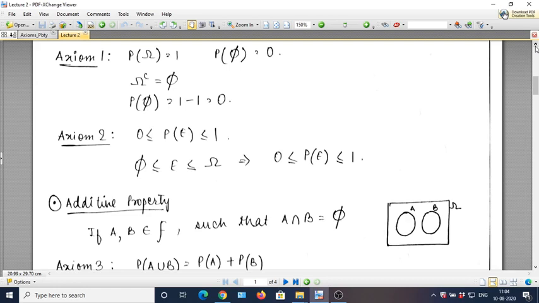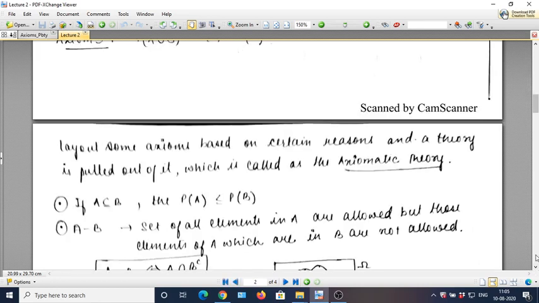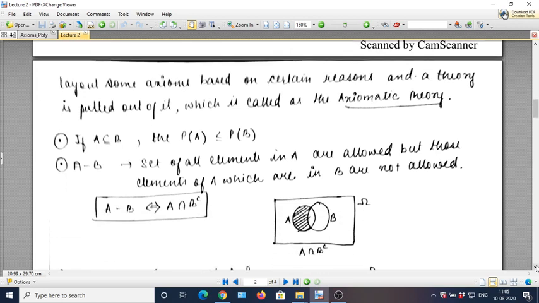There is no proof for these axioms. These are something which we start up with, we define them, and they are arrived at based on certain properties that we expect this probability theory to have in order to model real world phenomena. Using these axioms we construct a theory, and then we check whether that theory makes sense in making predictions. So we lay out some axioms based on certain reasons so that the theory is logically correct, and then the theory is just pulled out of it, and therefore we call it an axiomatic theory.